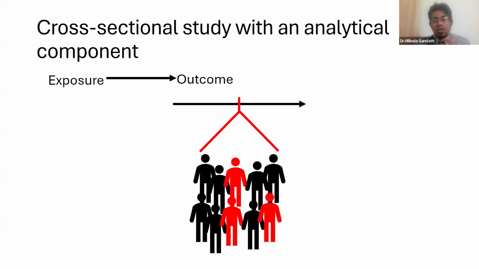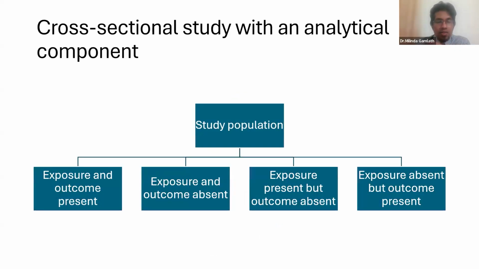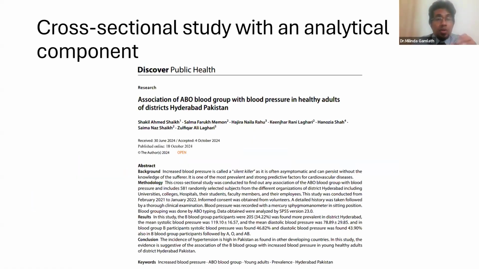So basically what that means is, if the exposure and outcome have already happened in that group, you just take these people out and then you will have these different groups. You will have a group with exposure and outcome present. You will have a group with exposure and outcome absent. Then you will have another group who have the exposure, but the outcome is not there. And then you will have another group, the exposure is absent, but the outcome is present. So you can divide the population into these four. So then you can compare these groups and come to that same conclusion which we did for analytical studies as well.